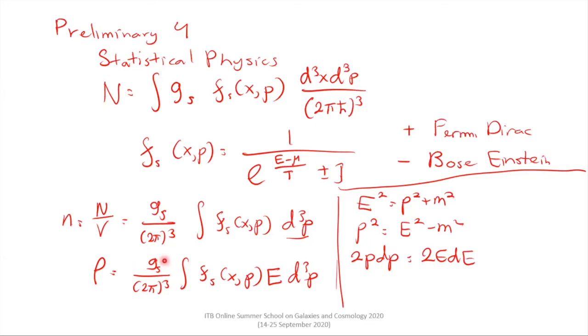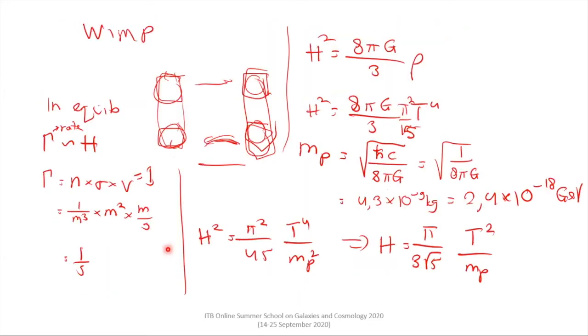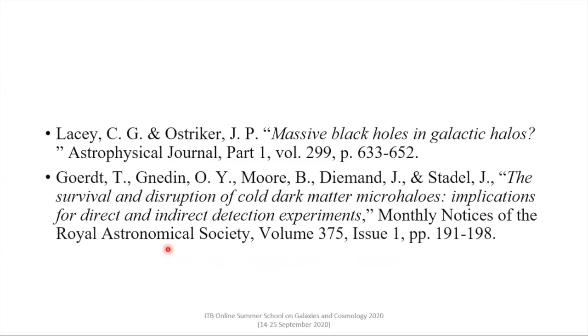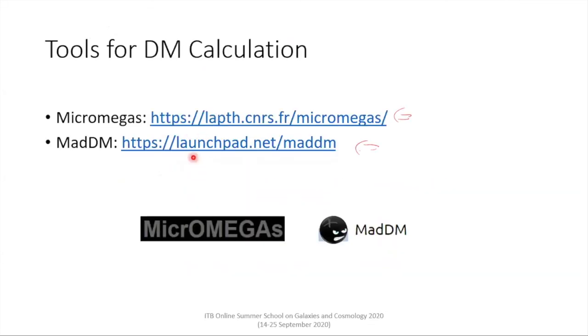People tend to be biased because they work in supersymmetry. So they think about neutralino, which is spin 1/2. So people usually put GS equal to 2 here. But if you have a specific model in mind and you work on this specific model, and if you use Micromegas or MatDM to calculate that, they will take care of it for you automatically. So really, it depends on your assumption. It depends on your model. Okay. Thank you. I understand. Yeah. No problem.